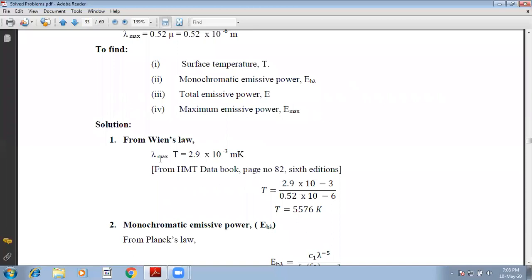Now this is given, you are asked to calculate the temperature and you know the constant value. Now if you convert 0.52 micrometer to meter, it is 0.52 into 10 raised to minus 6 meters. And if you calculate for the value of T, you'll end up with the value of 5576 Kelvin, which is the surface temperature of the sun.